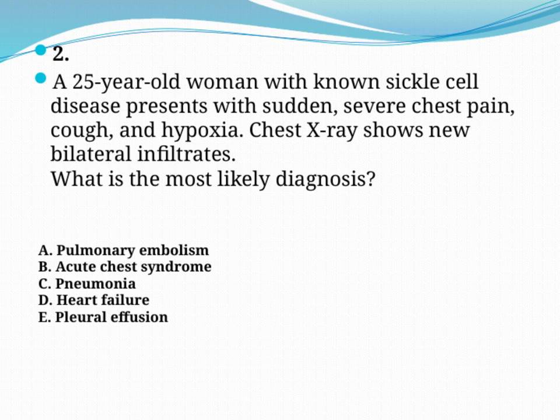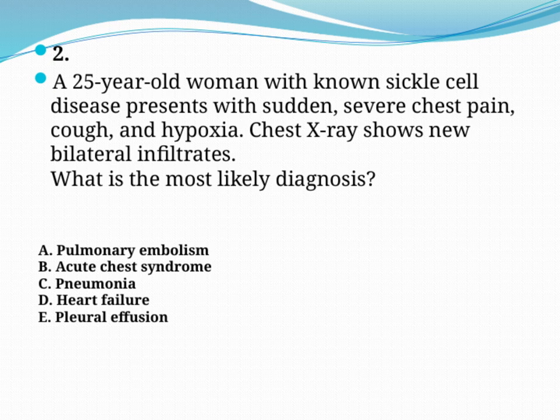Other possibilities include pneumonia, which causes similar symptoms, but the rapid onset and the patient's background make this less likely. Heart failure could cause pulmonary edema and infiltrates, but it's less typical in a young, otherwise healthy individual. And pleural effusion, while it can cause chest pain and dyspnea, usually has different radiographic features. So, in this scenario, the most likely diagnosis is either acute chest syndrome or pulmonary embolism. But given the bilateral infiltrates and the sickle cell background, acute chest syndrome is at the top of the list.